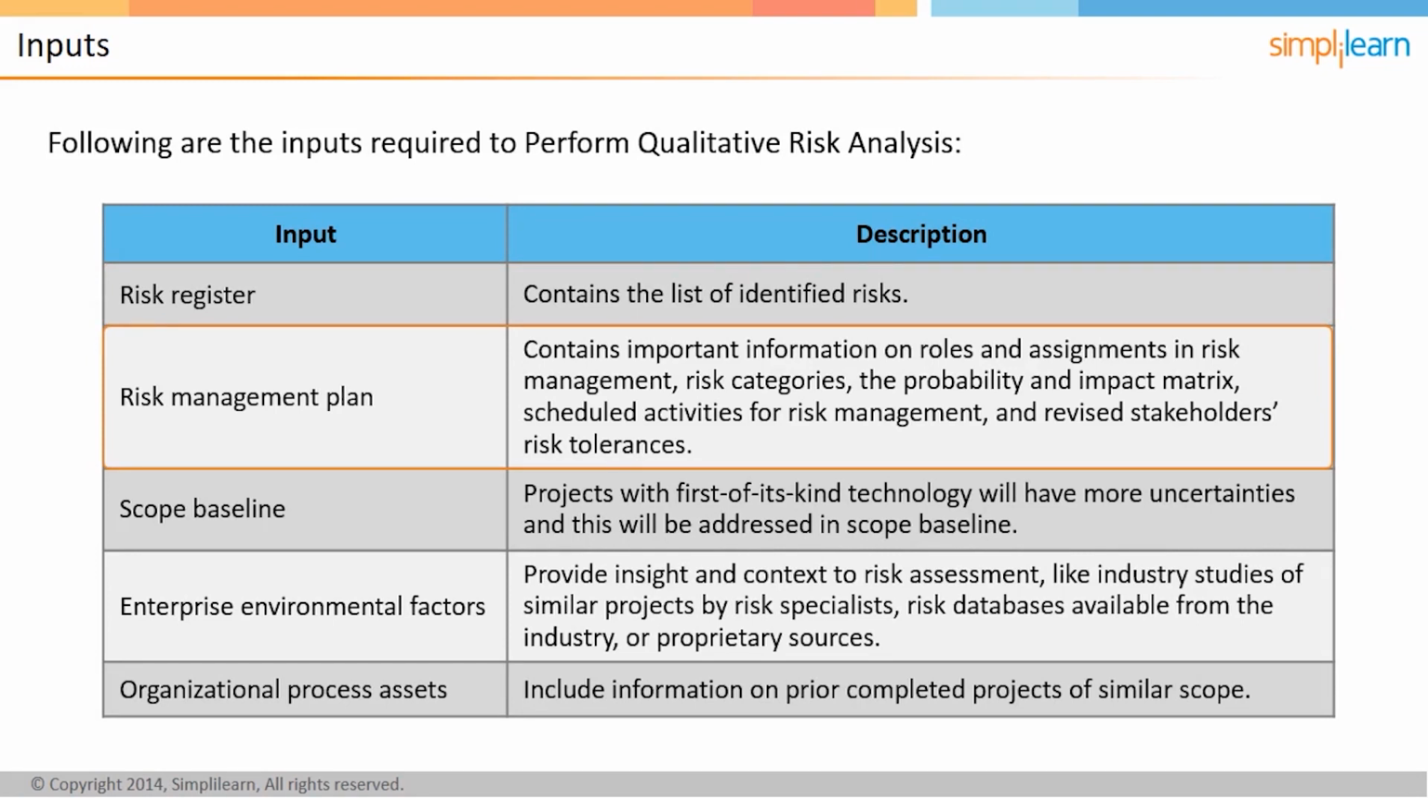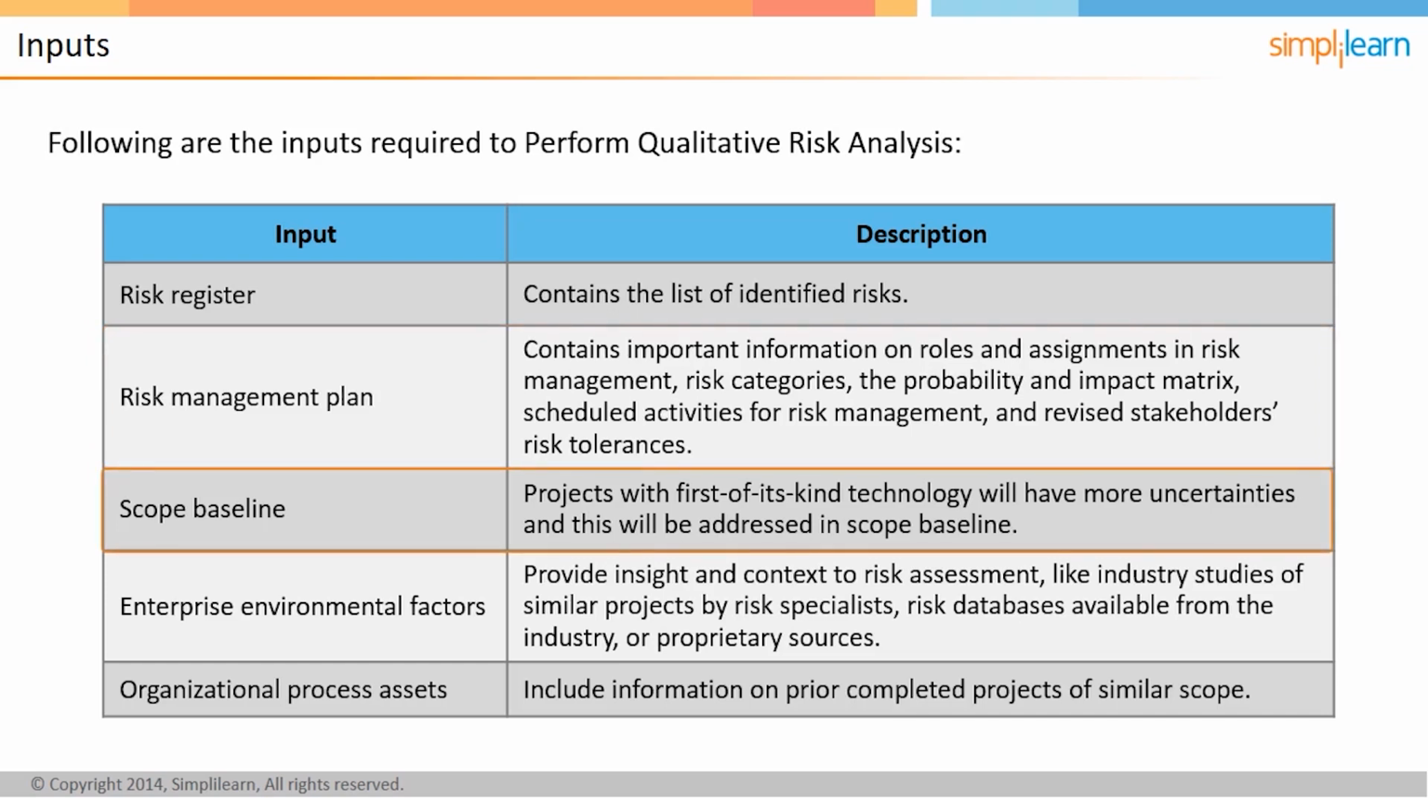It contains important information on roles and assignments in risk management, risk categories, the probability and impact matrix, scheduled activities for risk management, and revised stakeholders' risk tolerances. The main output of Plan Risk Management is the Risk Management Plan, and the output of the Identify Risks process is the Risk Register. The project manager might want to look into the Scope Baseline.